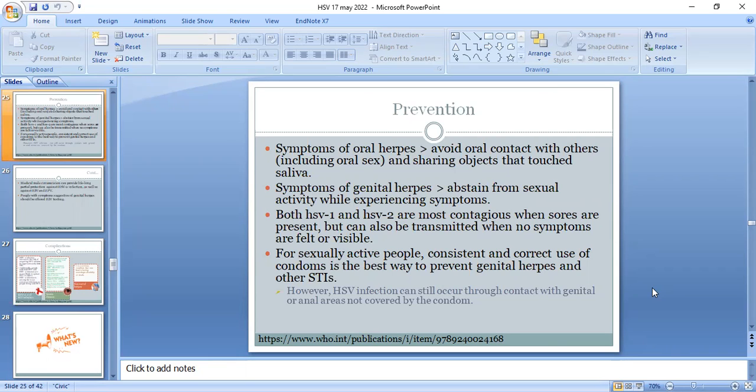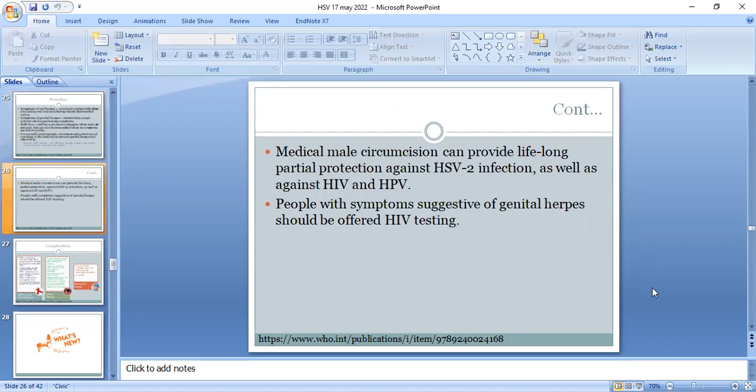For sexually active people, consistent and correct use of condoms is the best way to prevent genital herpes and other sexually transmitted infections. However, herpes simplex virus infection can still occur through contact with genital or anal areas not covered by the condom. Medical male circumcision can provide lifelong partial protection against type 2 infection as well as against HIV and human papillomavirus. People with symptoms suggestive of genital herpes should avoid HIV testing.